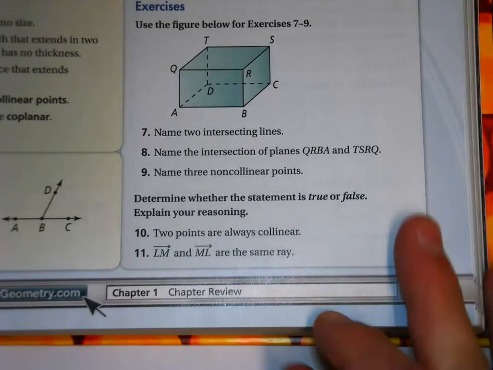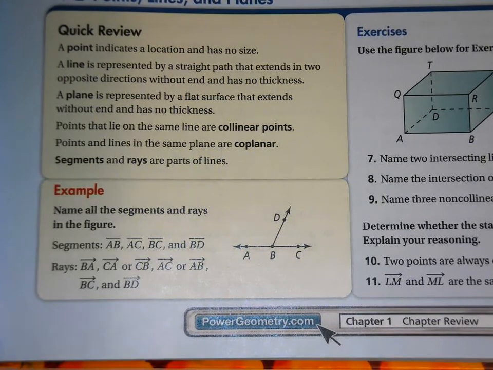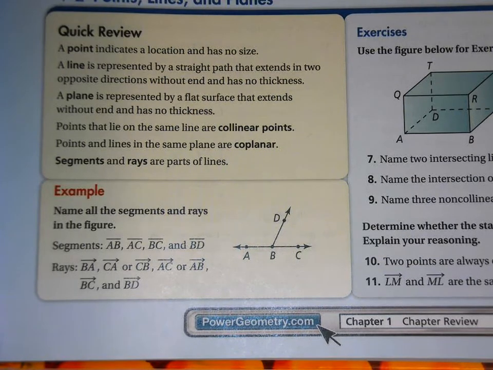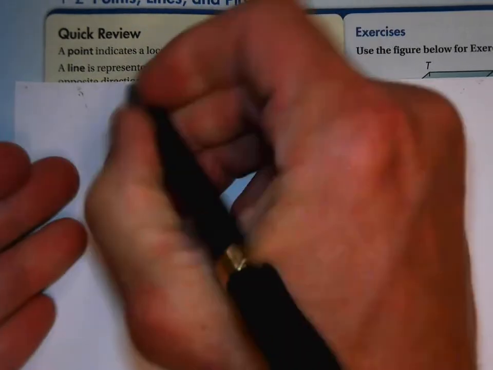To do that, I'm just going to slide the textbook over a little bit. I'm going to help you walk through this textbook, right? So just a quick review of this particular lesson with points, lines, and planes. What's a point? A point indicates a location and has no size. What? What's that all about? So let's take a look. What's a point? It's a point.